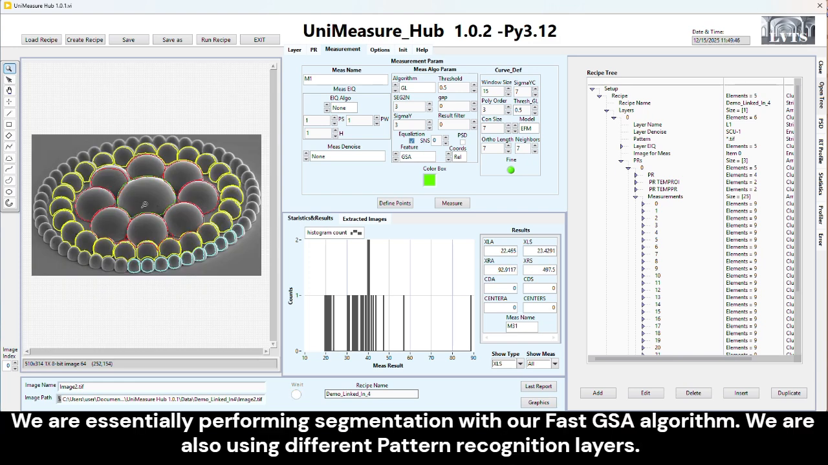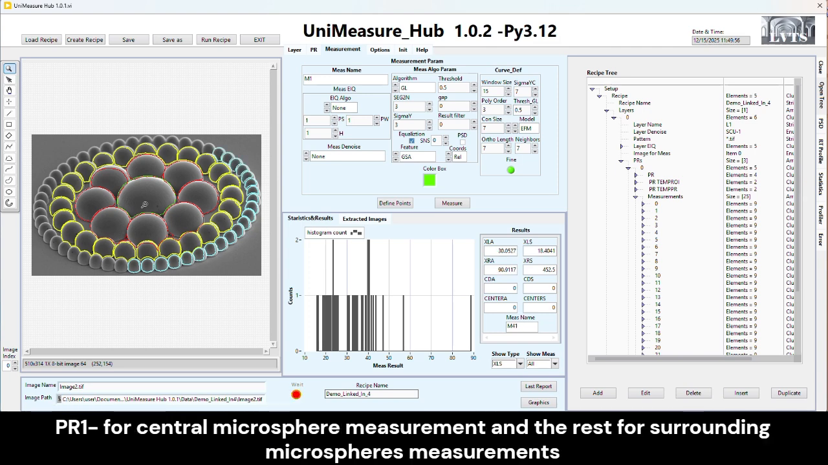We are essentially performing segmentation with our fast GSA algorithm. We are also using different pattern recognition layers: PR1 for central microsphere measurement and the rest for surrounding microspheres measurements.